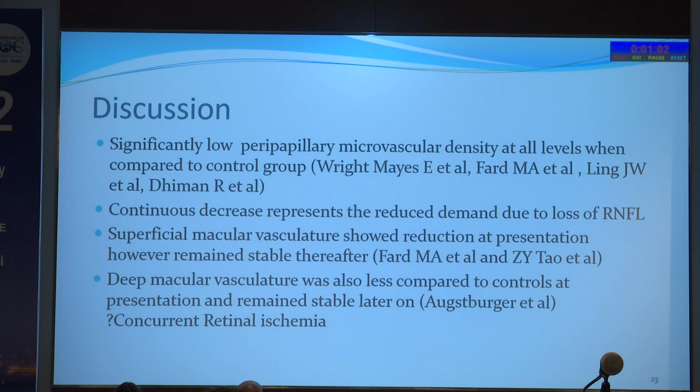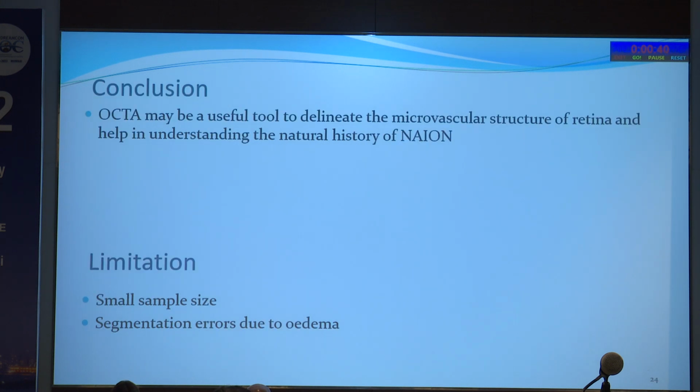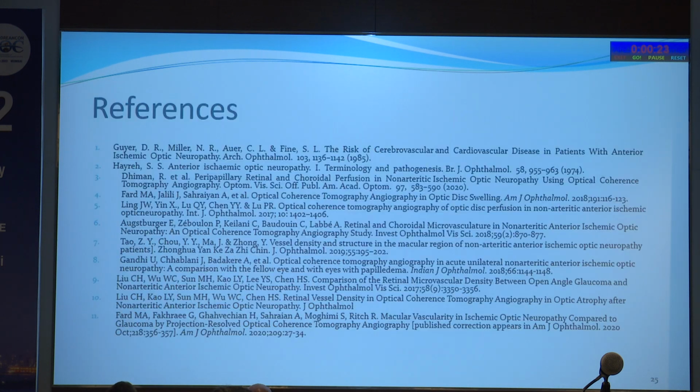These two researchers did not report any change in deep macular vasculature. However, in our study, just like Osterberger et al., we also found that the deep macular vasculature was affected, which may be suggestive of concurrent retinal ischemia secondary to the disc edema that causes vascular compression leading to further ischemia. Conclusion: OCTA may be a useful tool to delineate the microvascular structure of the retina and helps in understanding the natural history of NAION. However, no study is without its limitations, and our study is limited by its small sample size, and I cannot rule out segmentation errors that may have occurred due to the presence of severe edema at the presentation. These are my references.